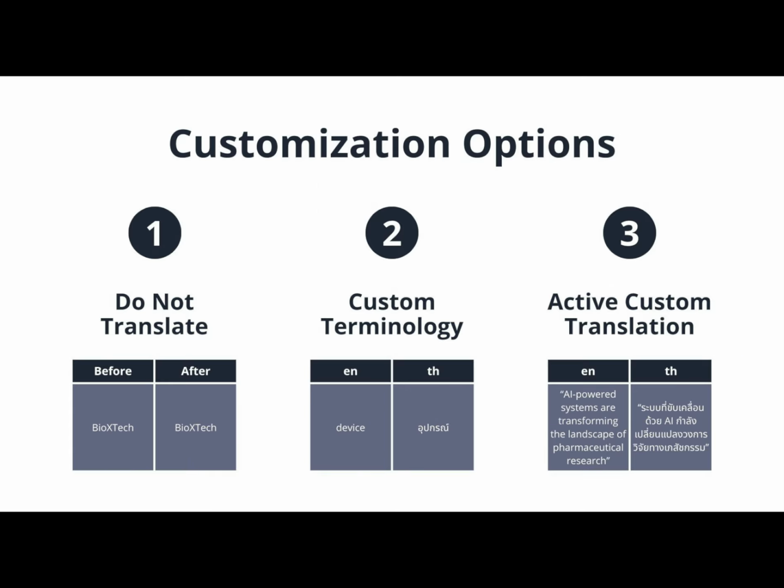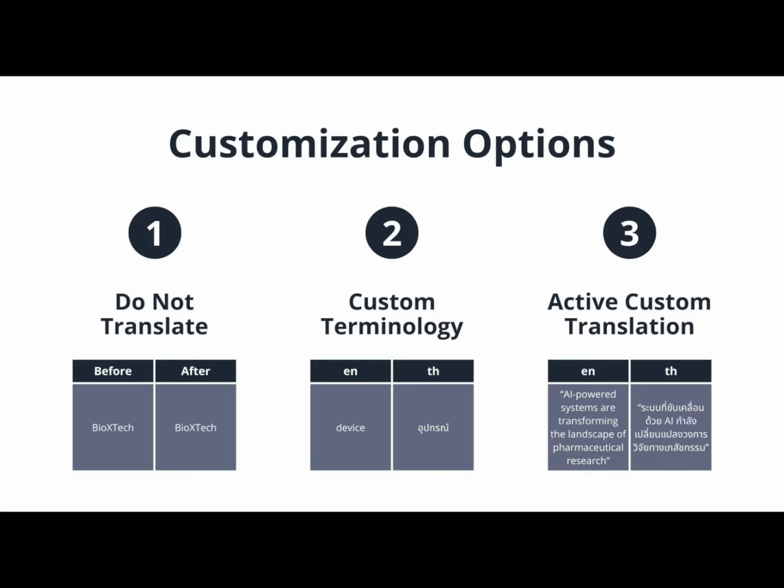And lastly, customization options. Amazon Translate provides three key customization features to ensure translation outputs match your domain, tone, and terminology. First, do not translate. You can prevent translation of specific terms such as product codes, variable names, or brand identifiers. This text passes through unchanged. Second is custom terminology. Define translations for domain-specific terms. For example, you can translate the word device into a specific Thai term like upakorn.